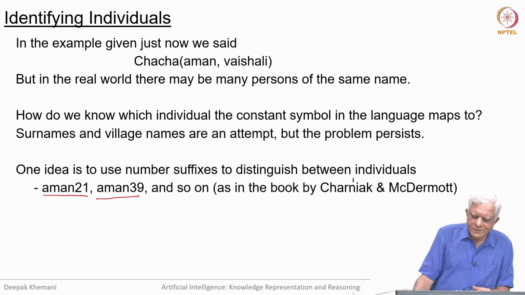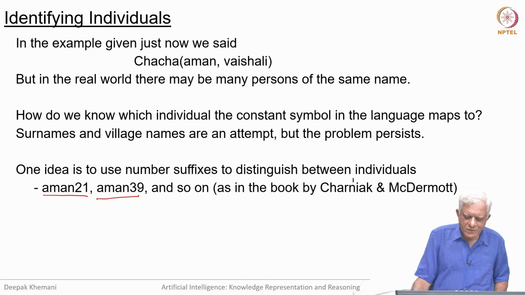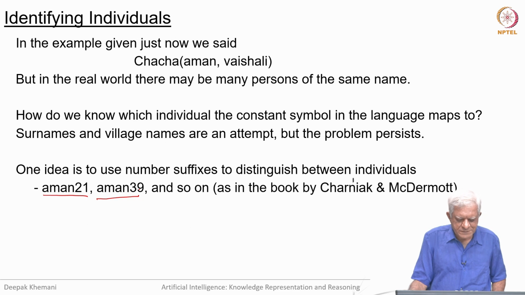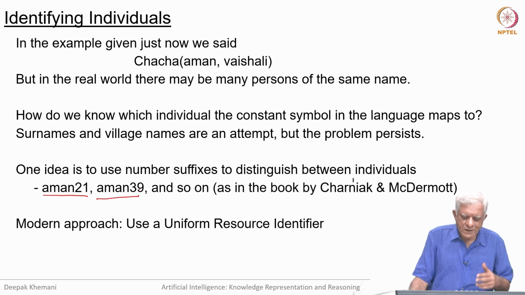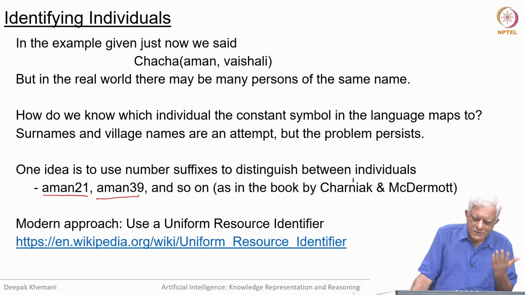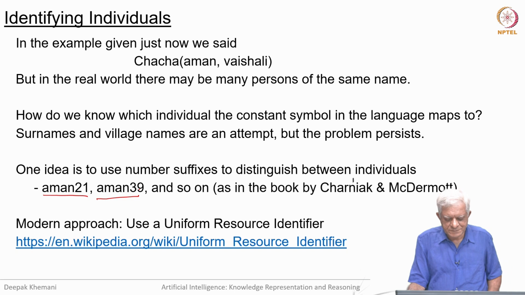This is the idea that was proposed by Charniak and McDermott in their book on artificial intelligence, which was published in the mid 80s. Nowadays, you might use something like a uniform resource identifier. I encourage you to go to this site, but when we look at RDF and OWL, we will talk about these things again later.